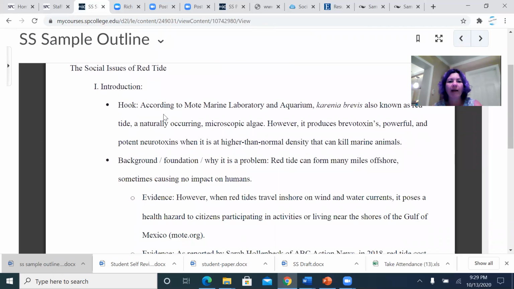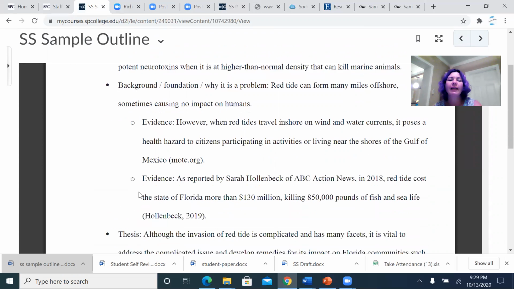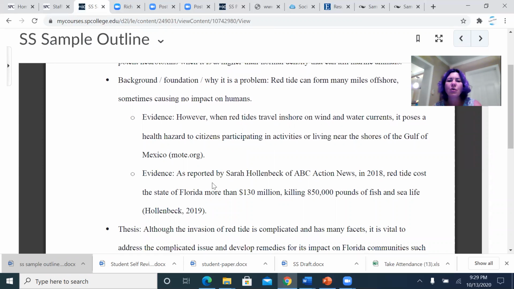Right, so we have a hook. The idea of the hook is that it draws in the audience. We provide some background information, and then we lead into a piece of evidence. Notice how the student has incorporated in-text citations. So this is key. This student knows that they have a variety of sources being incorporated into each paragraph. That's key. That is the synthesis. That is the goal of this paper and this process.